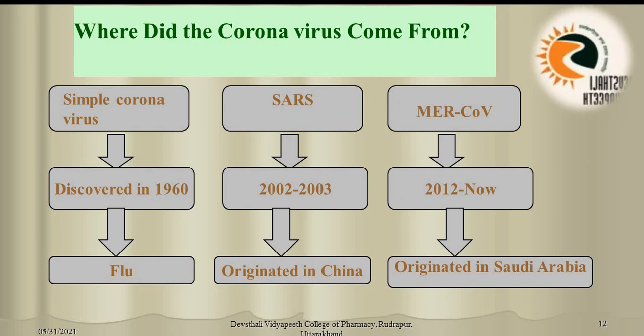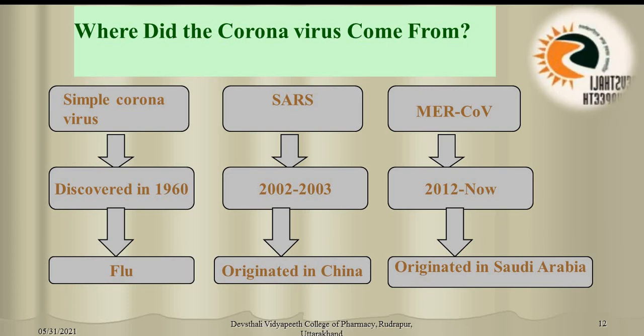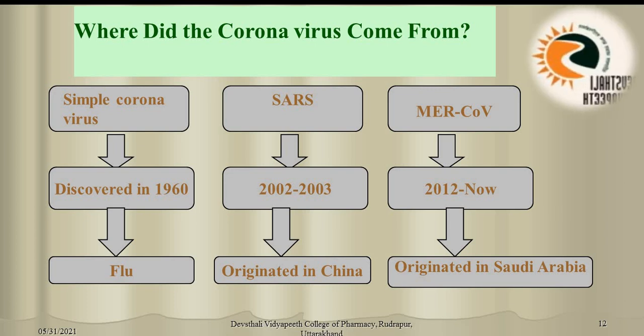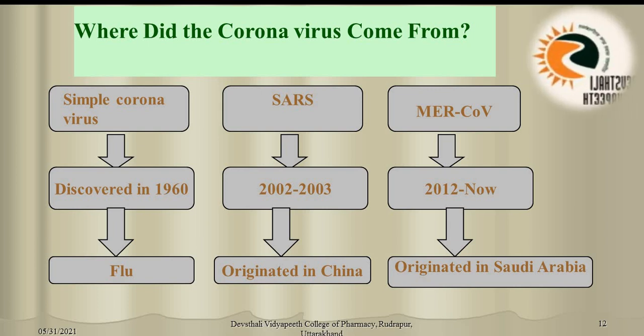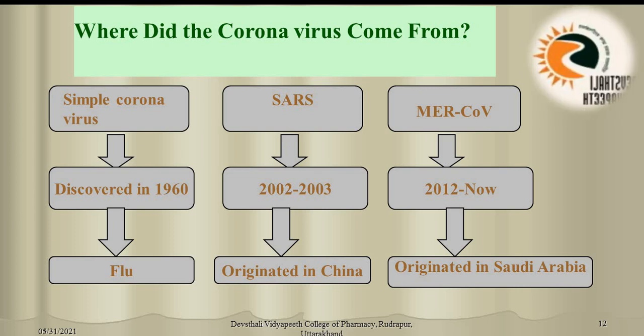So where did the coronaviruses come from? The simple coronaviruses were discovered in 1960, and they cause just flu-like symptoms. After that, SARS was in 2002 and 2003, which originated in China again. MERS-CoV originated in 2012 and, till now, it has been originating in Saudi Arabia.